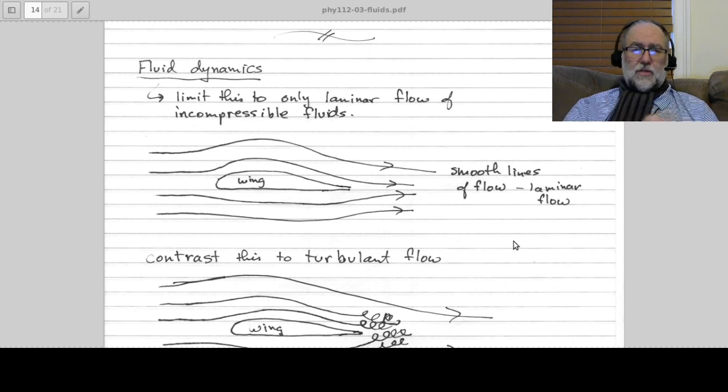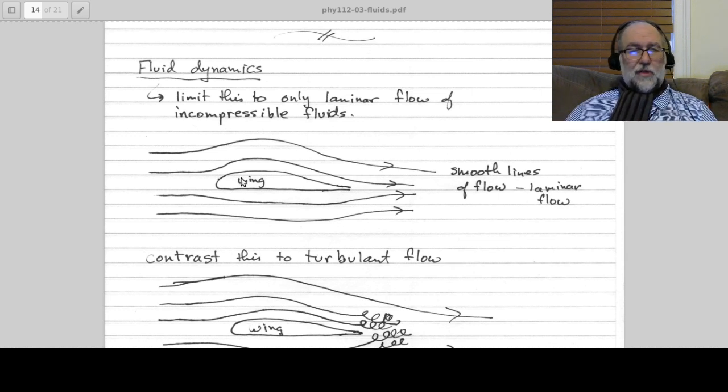Or like they sometimes do these experiments with smoke, in wind tunnels, they'll use little streams of smoke so that you can see how the air is flowing. So fluid dynamics is about that kind of a flow. Now, it's a very complicated subject. So as you can imagine, we're not going to even begin to really dig into fluid dynamics. We're just going to look at what's called laminar flow or smooth flow, as opposed to turbulent flow.